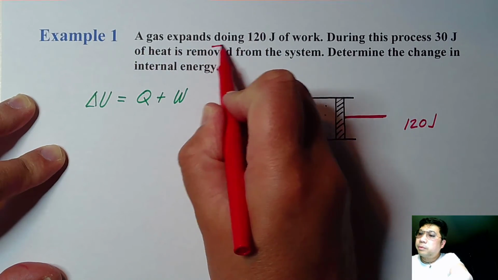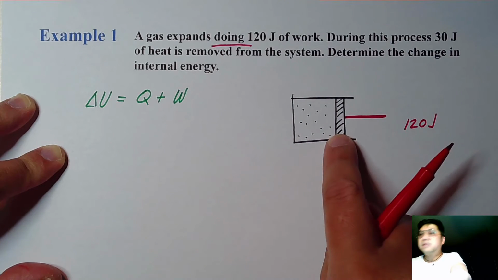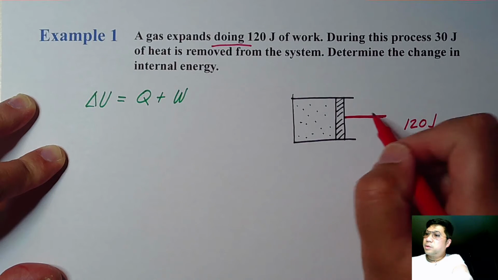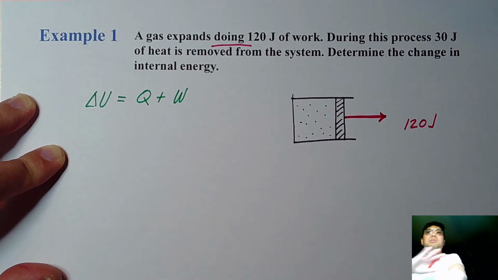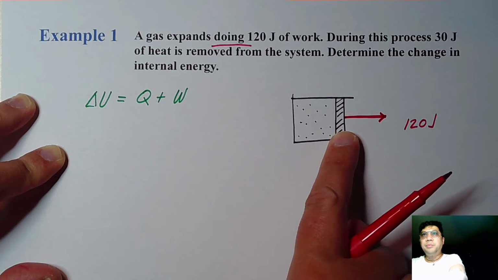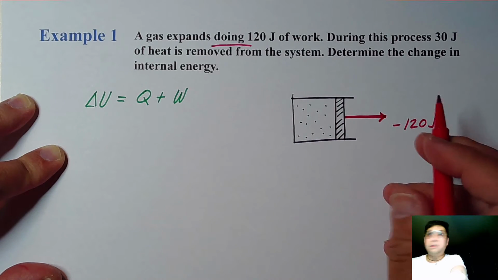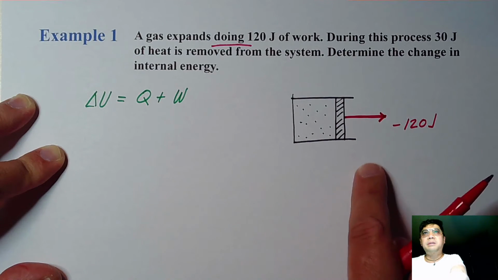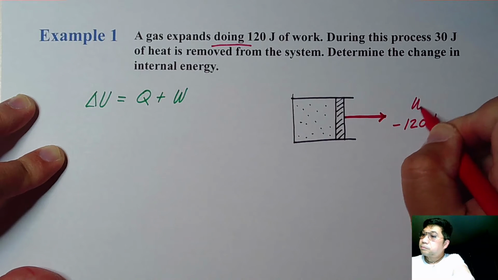This word is very important. It means that it is the system that's doing work. Therefore, the direction of work should be away from the system, and if it's away from the system, then it should be treated as negative, because it's being done by the system. So this is the work.